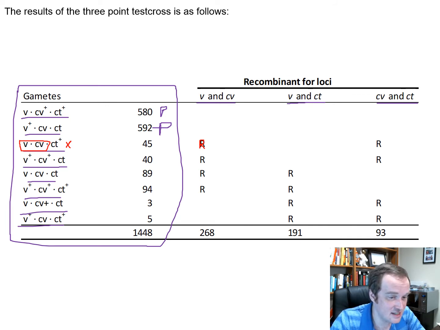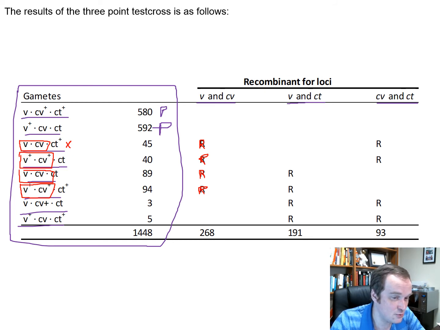We go down to the next line and we compare this individual, V plus and CV plus. Looking at the parents, we see that a plus on the V and a plus on the CV does not occur. So this too has to have been the result of a recombination. We move down again and we see V times CV. Again, we already did that up here. Again, that individual has to be the result of a recombination because it's not in that parent generation. And then V plus CV plus is not in the parental generation, and thus is a recombinant.